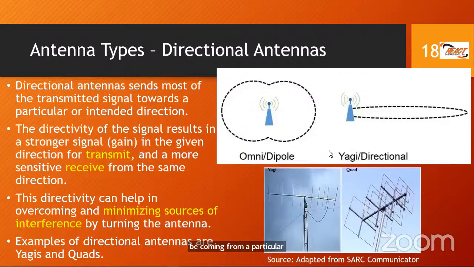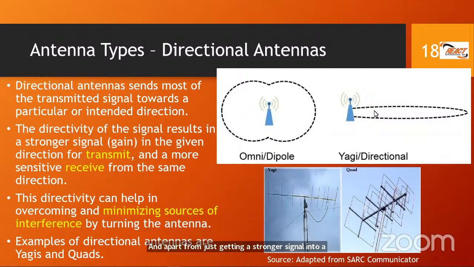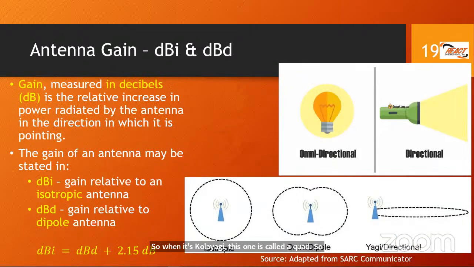So that's one of the reasons that you may use a directional antenna, apart from just getting a stronger signal into a particular direction or being able to receive more sensitively in a particular direction. You may wish to reject interfering signals by using the properties of a directional antenna and point it away from the interfering signals. And of course, here on your screen, we have two examples of what directional antennas might look like. This one is called a Yagi, this one is called a quad. Right, so highly directional antennas. All right, so more on that in a little bit.